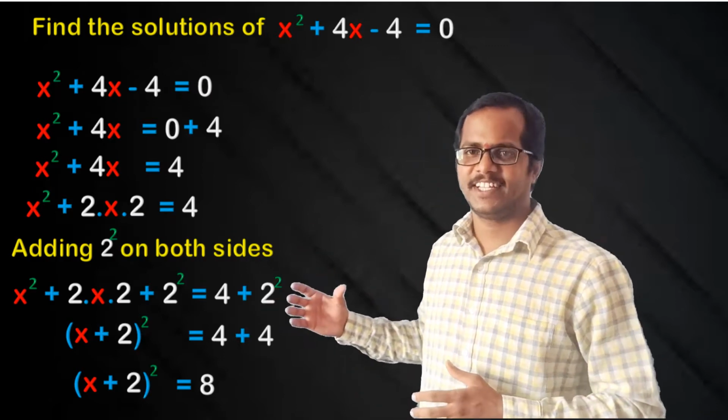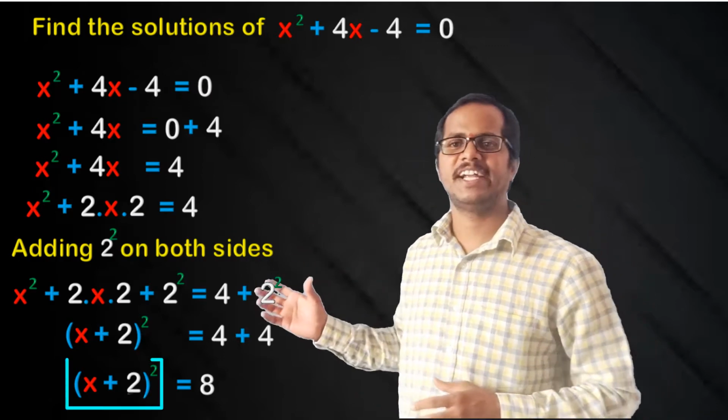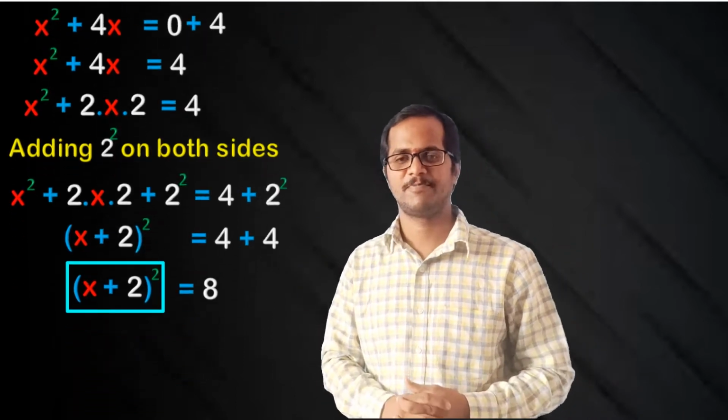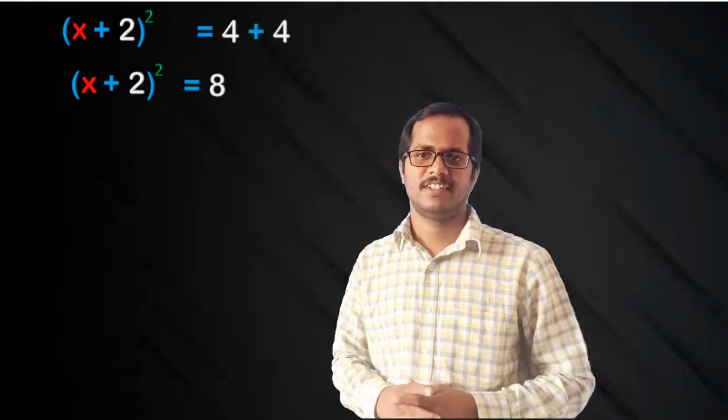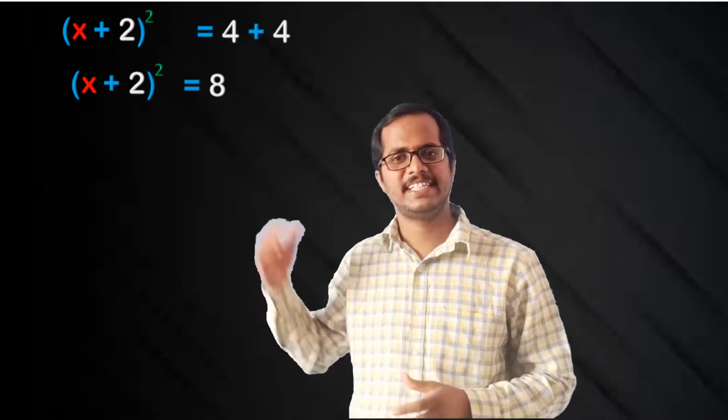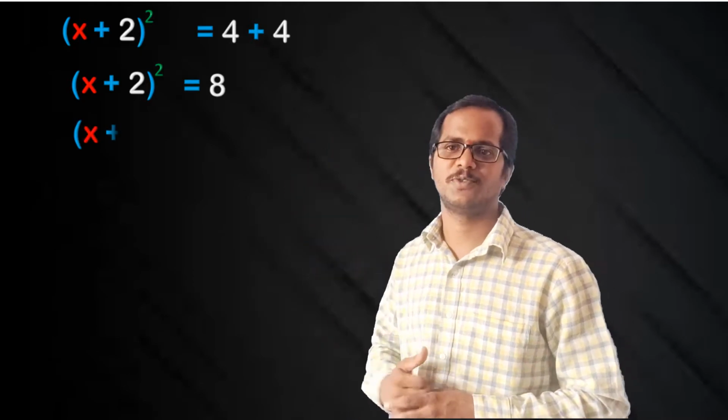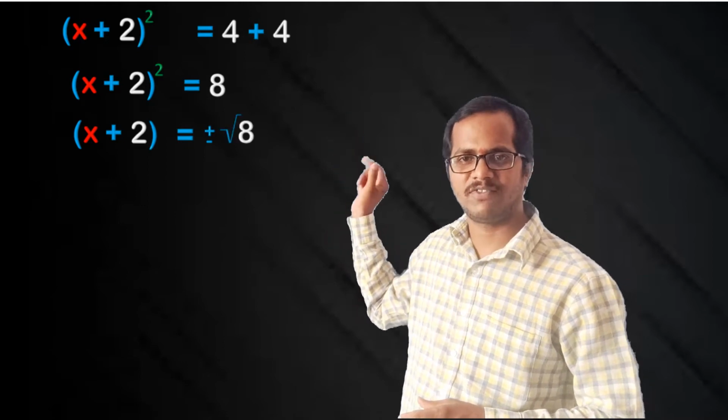So now we get the perfect square on the left hand side, that is x plus 2 whole square. Now to solve this, x plus 2 whole square equals to 8, we can transpose the square onto the right hand side. So we get on the left hand side x plus 2 equals to, if we transpose the square to the right hand side, we get square root of 8.